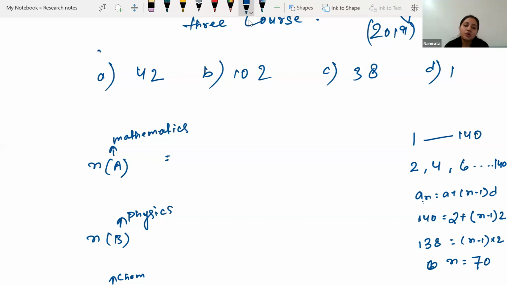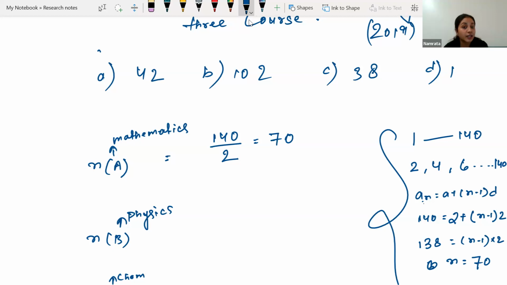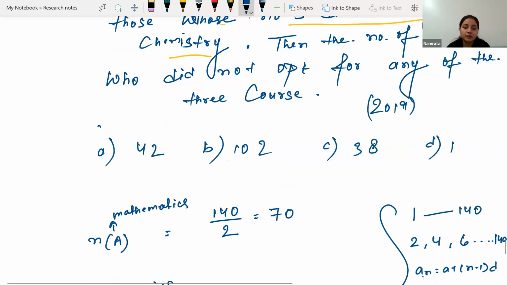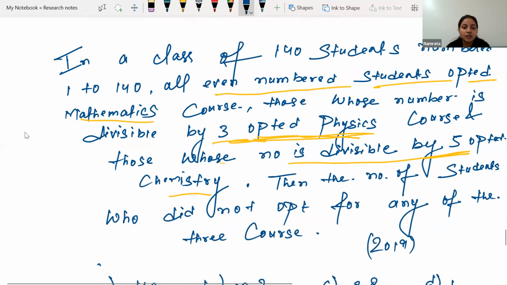We got 70, but instead of such a long process, we can use this way: 140 students are there, the number of students having an even number means divisible by 2. Let's see how many numbers are divisible by 2. 70 numbers are there, directly we will get. If you are getting a fractional number over here, please take the nearest integer. The next one, for physics, must be divisible by 3.